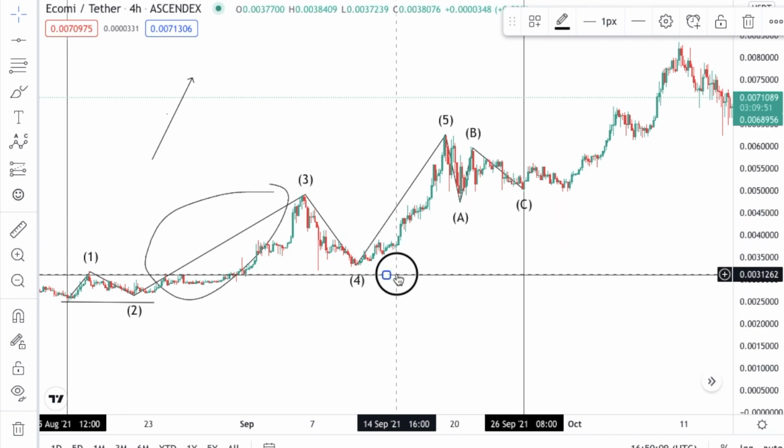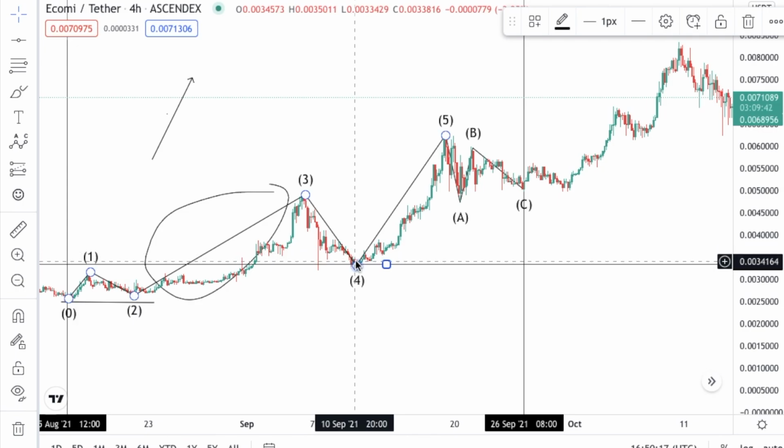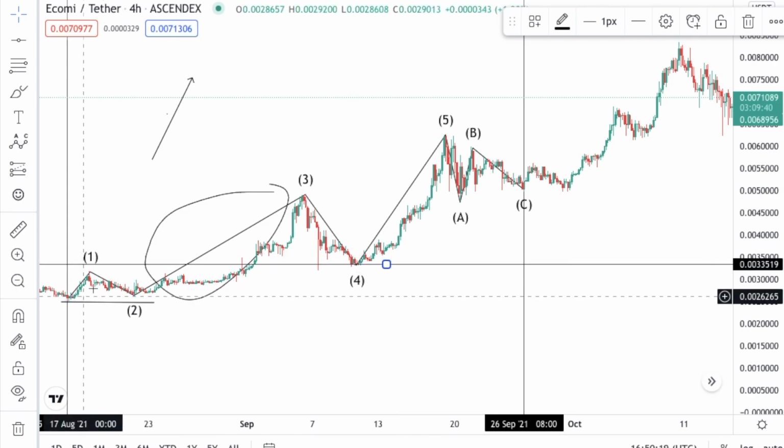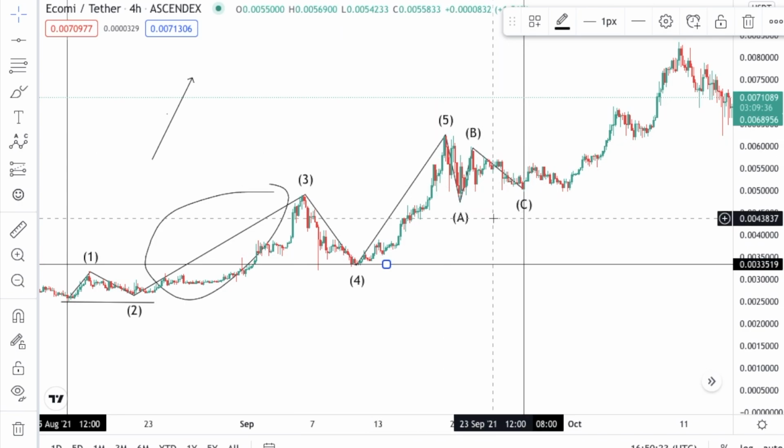Okay, so because it did not pass wave 1, we're totally fine. This is considered a right formation. So we do have the 1, 2, 3, 4, and then the 5, and then the impulse to the downside. So this is really good. Hopefully you guys do understand the number 1 rule, the number 2 rule, and the number 3 rule.